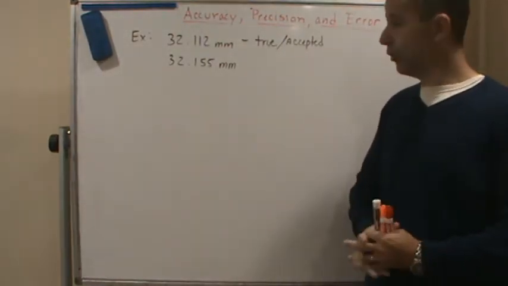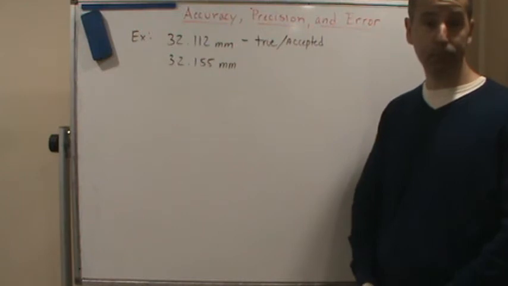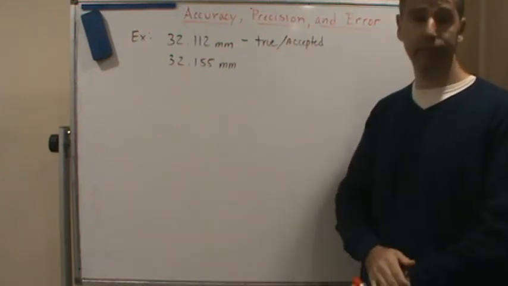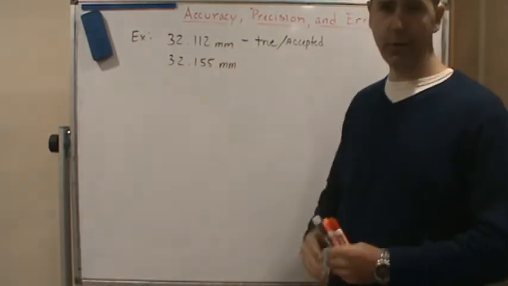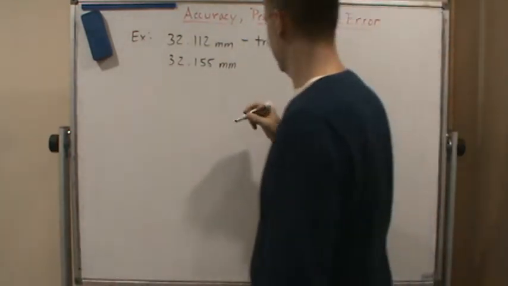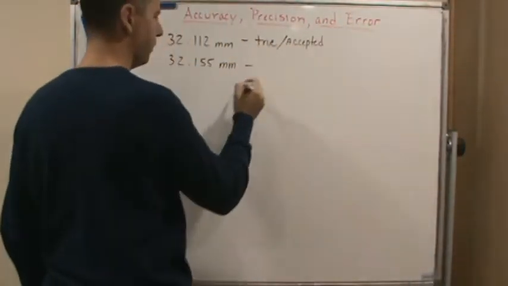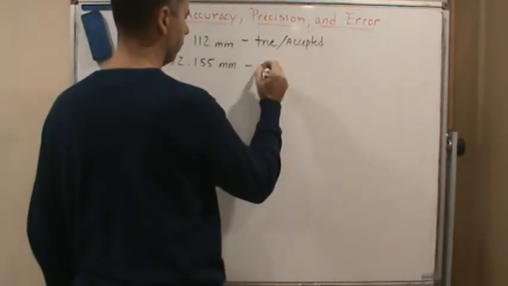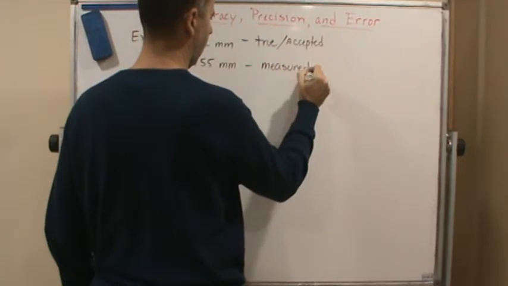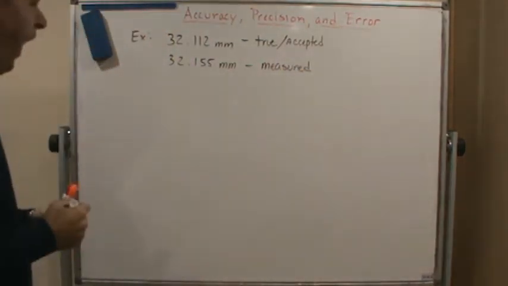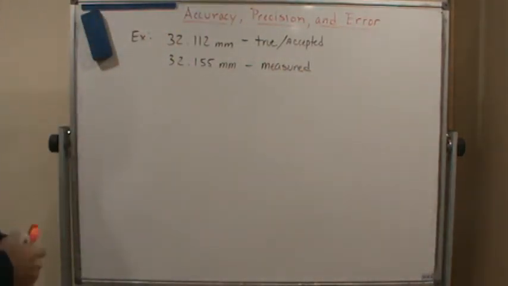So that's what we want. That would be perfect if we can get that, right? But let's say the part was measured, and this is what you got from the measuring device. Now what we're going to do is calculate the absolute error, the relative error, and the percent error for this.